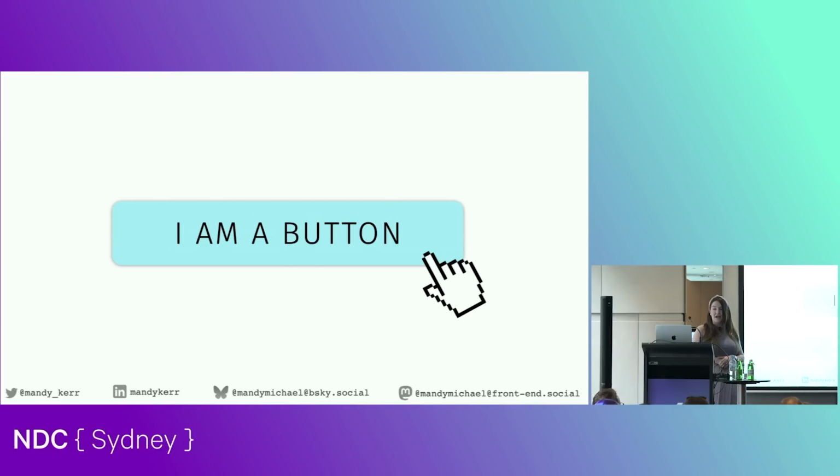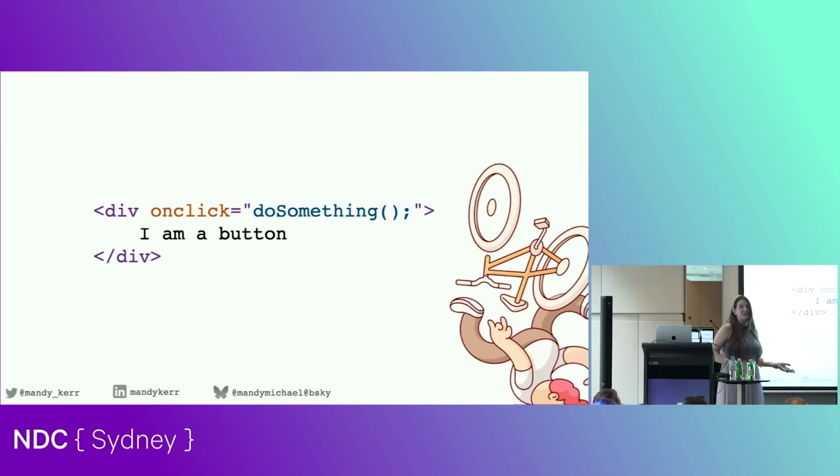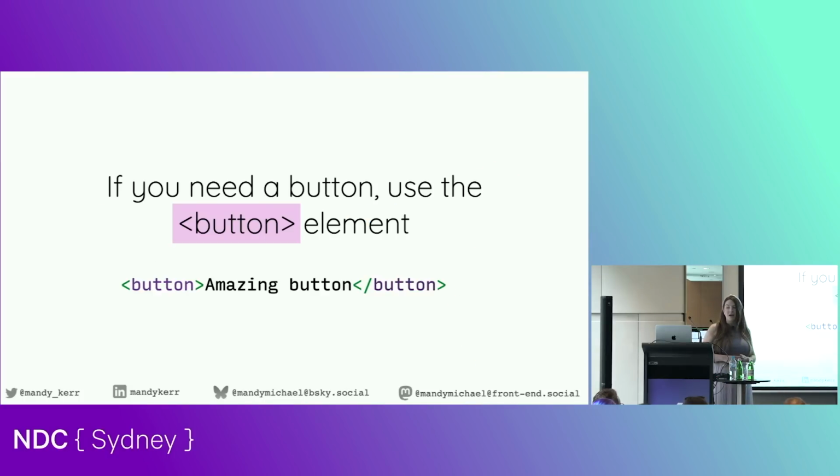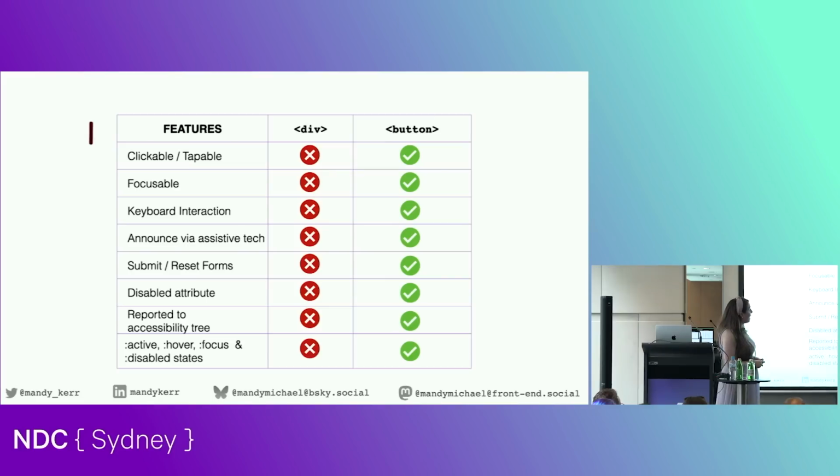Very common, lots of useful features. Unfortunately, typically these days, and the last time that I had to work on some code at work, I had to fix this. People were typically writing divs for buttons with an on-click event. There's a handful of reasons for this, but like I've mentioned, just use a button. And the reason for this is because buttons have lots of features, as you can see from the green ticks, which the div does not have, all the red ticks, which is bad.